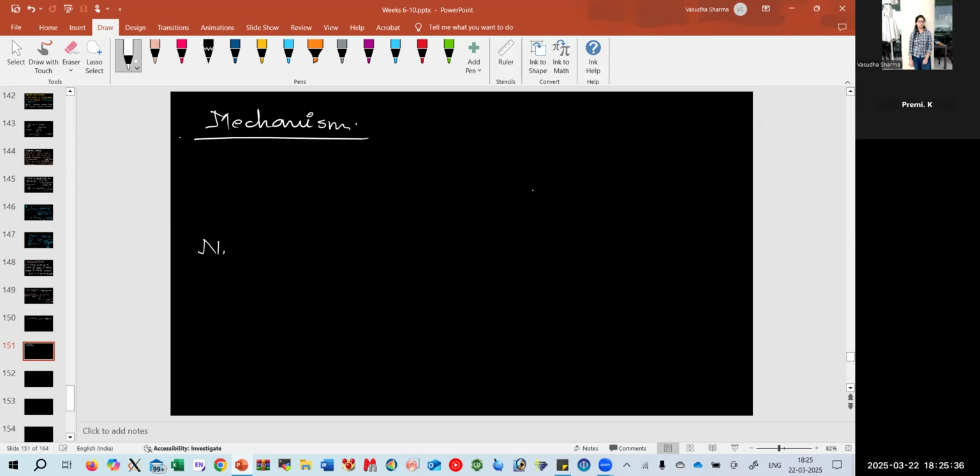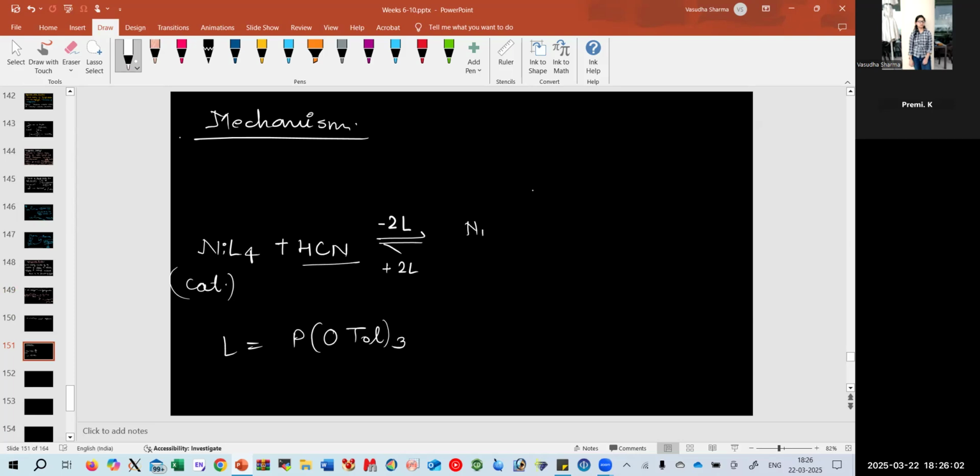Basically, we are starting with Ni(L)4, which is our catalyst, in combination with HCN. Here it will lose two ligands, or in the pathway direction, it can gain two ligands. Here the ligand we are talking about is a phosphite-based ligand, tri-ortho-tolyl. Now it would undergo an oxidative addition, where it would form an H bond with CN and 2L. Now the reaction starts.